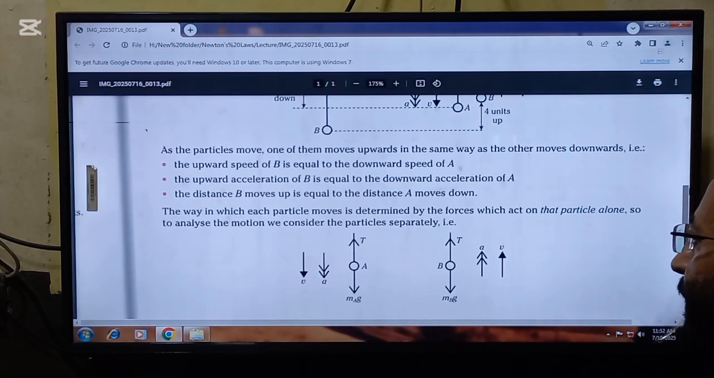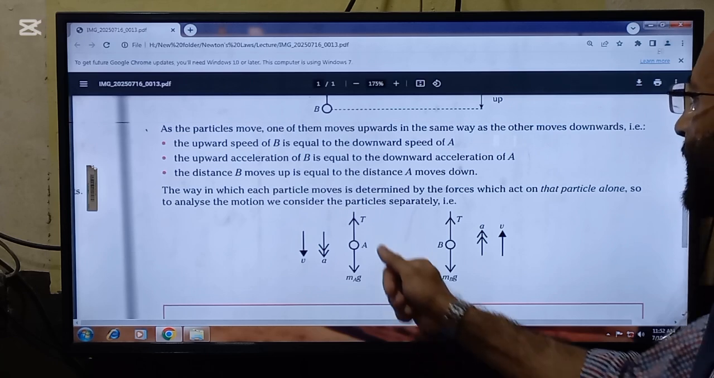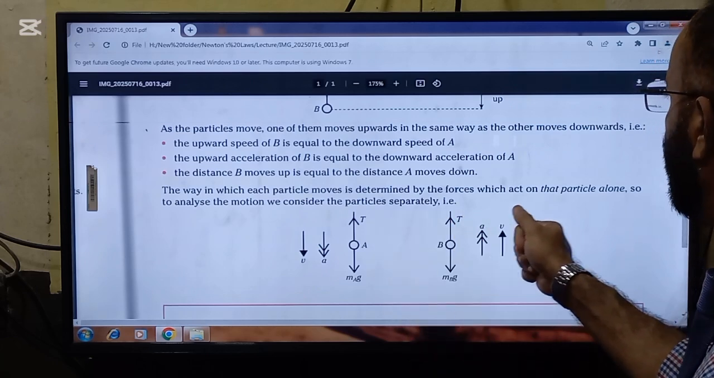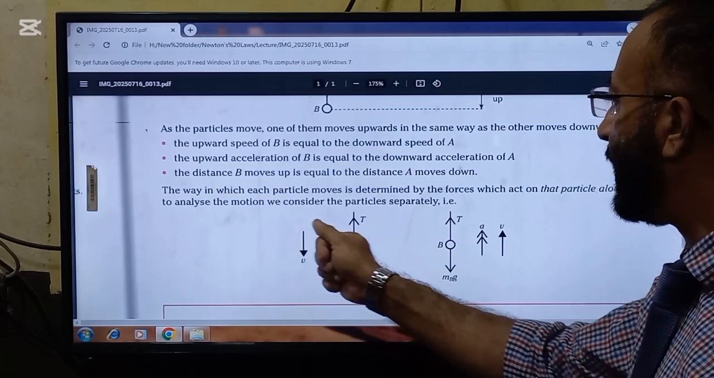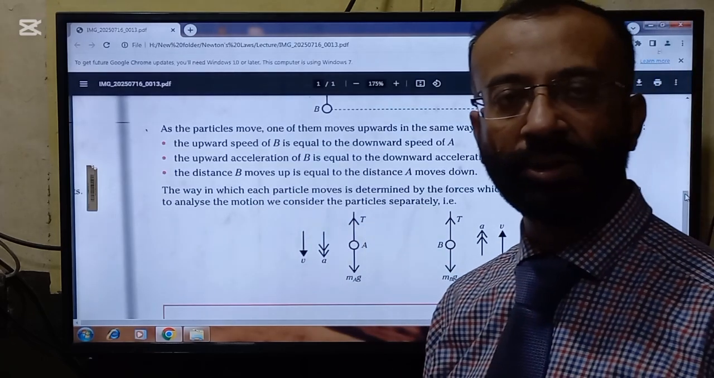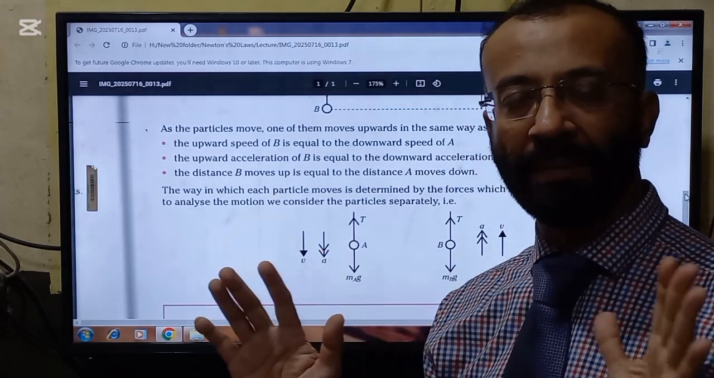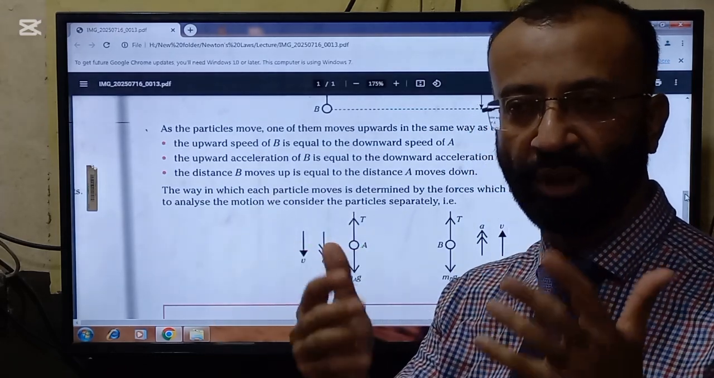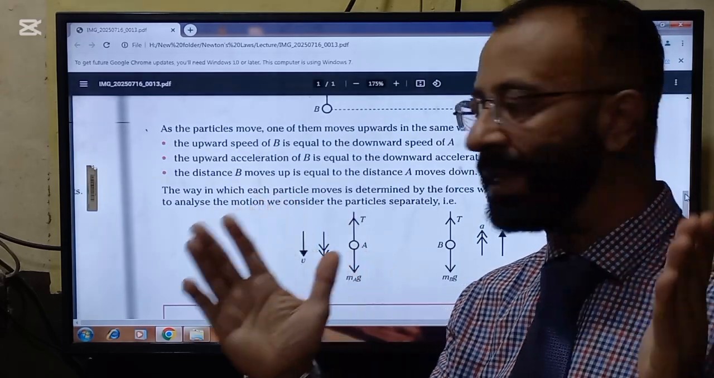Okay, the way in which each particle moves is determined by the forces which act on that particle alone. So to analyze the motion, we consider the particles separately. So the method to solve these kinds of questions is that we will consider the two bodies separately, and we will check what forces are acting on these two bodies separately.